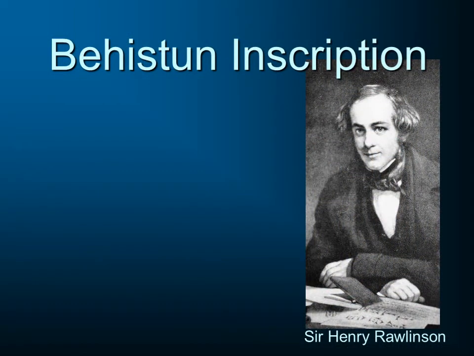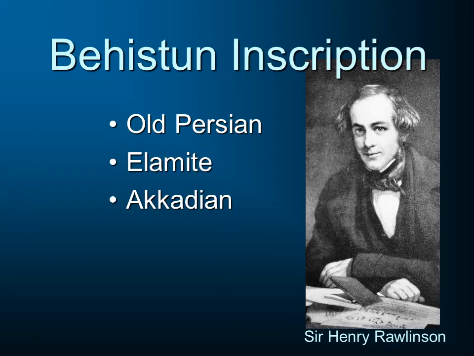Now the Behistun inscription, just like the Rosetta Stone, also had three types of writing, three languages in this case. The first was Old Persian, the second was Elamite, and the third was Akkadian. The Old Persian could be read, but not so much the Elamite, and especially the Akkadian, and this was going to help them unravel the cuneiform writing. And it was Sir Henry Rawlinson that did what Champollion had done for the Rosetta Stone, he did it for the Behistun inscription.